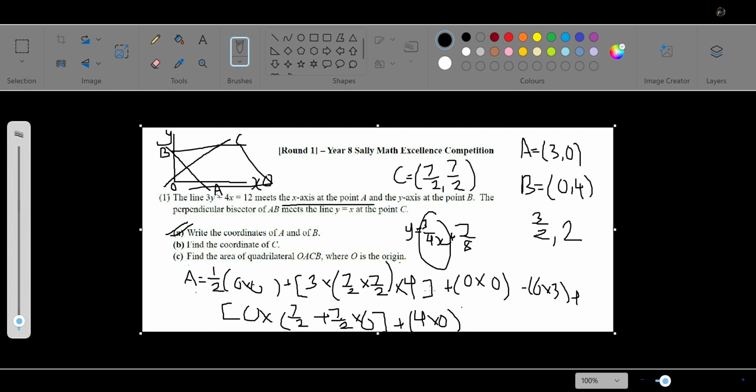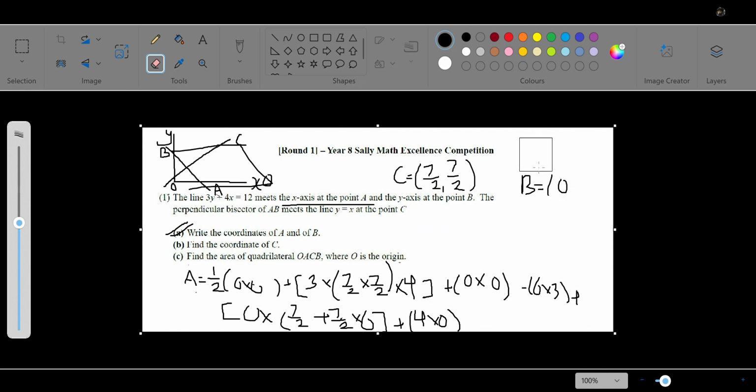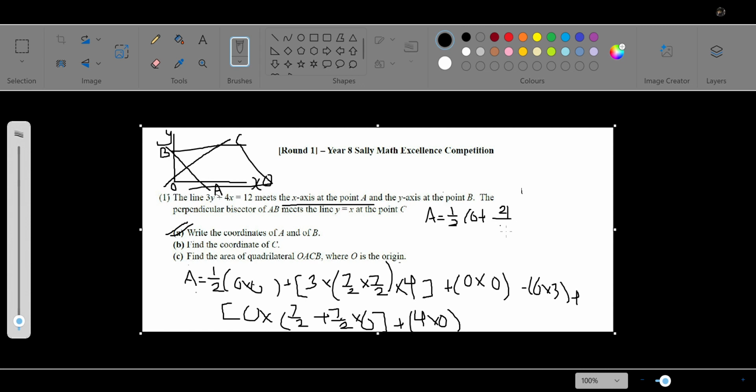So this might seem confusing, but it's the formula for the quadrilateral. So I'll go through it with you. I'll erase here for now, and then I'll put a recap of the answers back here. Simplifying it, A would be 1 over 2 still. 0 times 0 is basically 0, so you write 0 here. And 3 times 7 over 2 is 21 over 2. And then 7 over 2 times 4 would be 14. Plus 0 minus 0 over here.